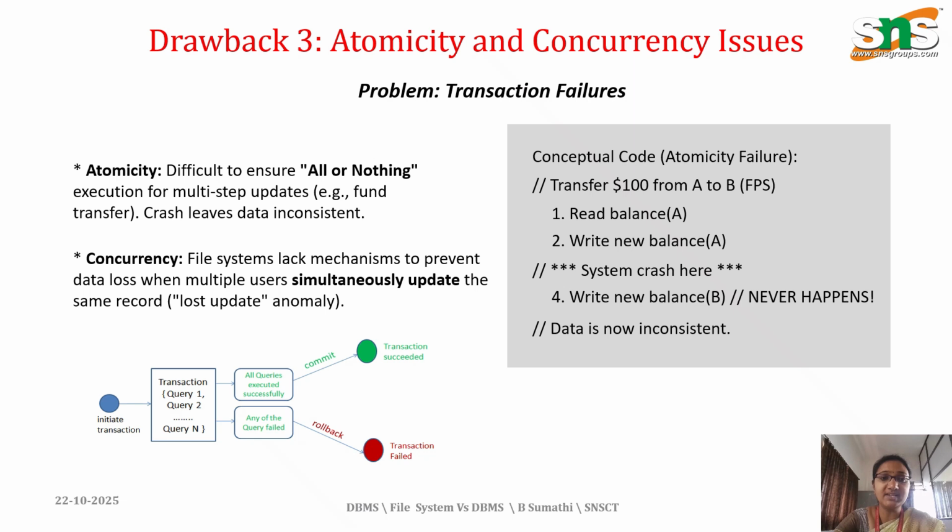Next is atomicity and concurrency. Atomicity is the difficulty of ensuring all-or-nothing execution of a multi-step update. For example, in a fund transfer, a crash leaves data inconsistent. The next one is concurrency. The file system lacks mechanisms to prevent data loss when multiple users simultaneously update the same record.